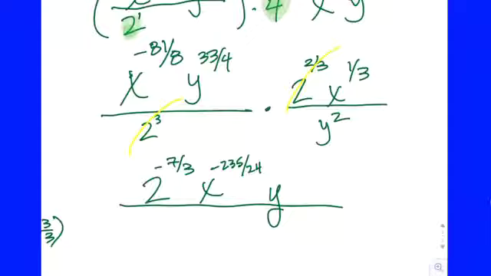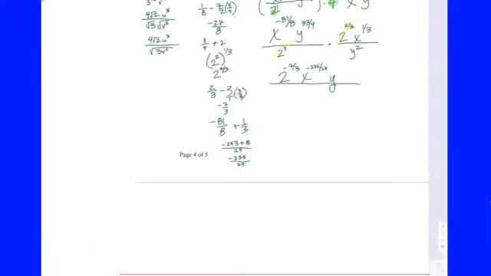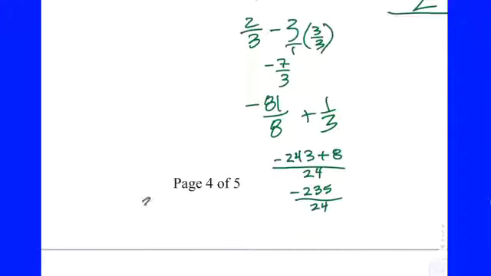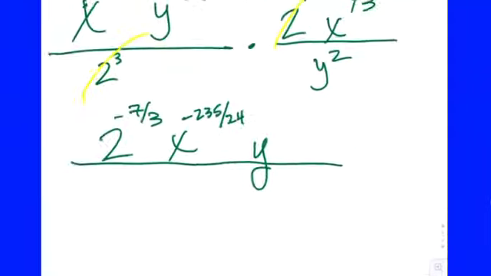Y to the 33/4 divided by y squared. What do we do with the 33/4 and the 2? Subtract. So again, off to the side. 33/4 minus 2 over 1. Again, it's a whole number. So just multiply the whole number by a denominator over denominator. So that's really 33 minus 8. What is 33 minus 8? 25/4. And that's the exponent on the y.